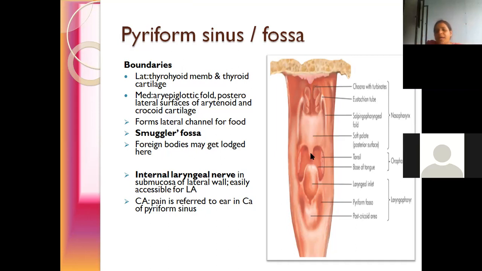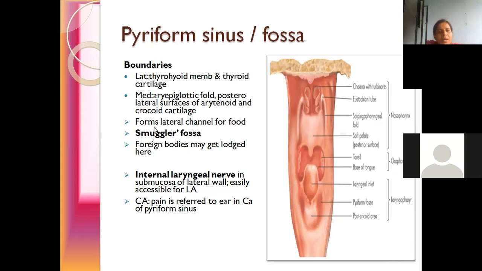You are seeing from behind, palatine tonsil. This is our epiglottis. Behind the epiglottis, you are finding two pockets. When we see from behind, two pockets are there. These pockets are called pyriform fossa or pyriform sinus. Sometimes it may be asked, because though it looks a little difficult, you need to remember all the boundaries. Laterally, you will have thyroid membrane, thyroid cartilage. Medially, we will have aryepiglottic fold.